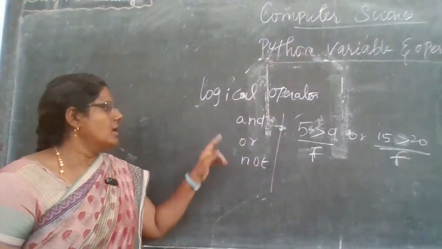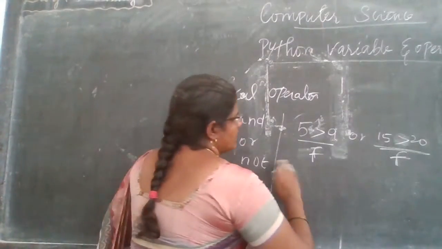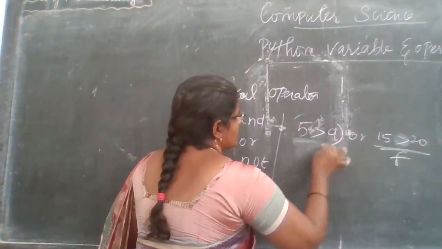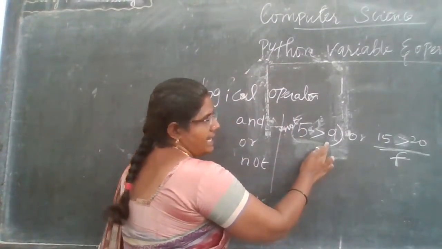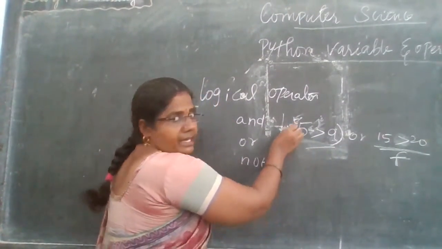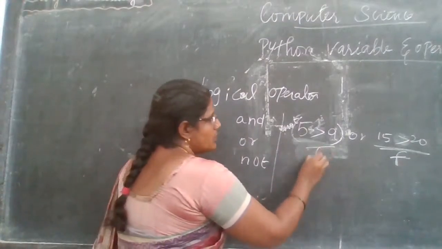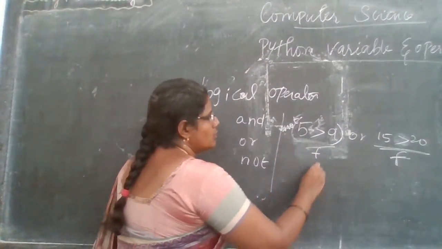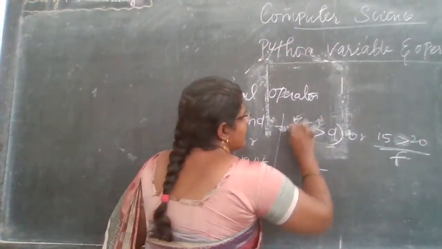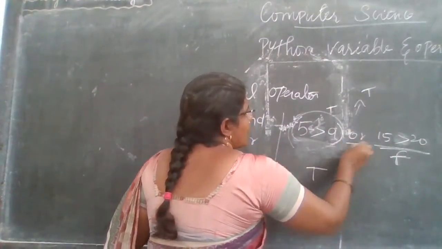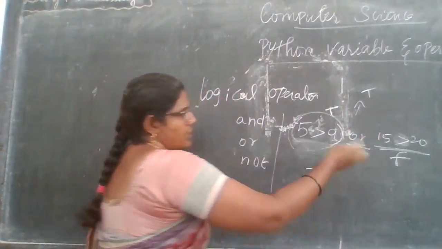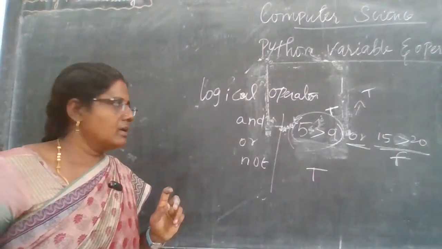Okay, the NOT operator. Here I am using the not operator. Not of 5 less than 9. 5 greater than 9 is false, but here I am using the not operator, so the false result will be inverted to true. So I get the answer true. True or false gives the answer true, because with the OR operator, if any one of the conditions is true, the result will be true.